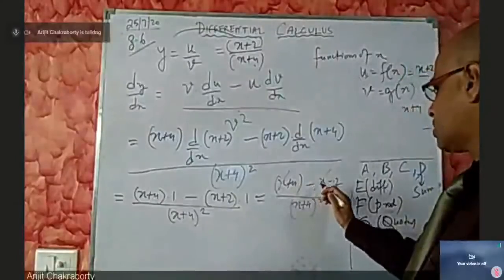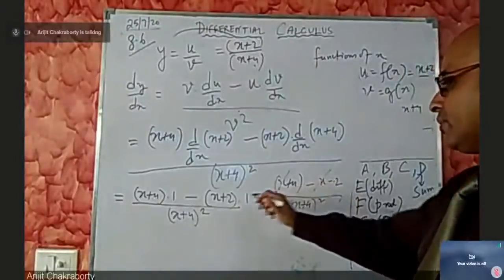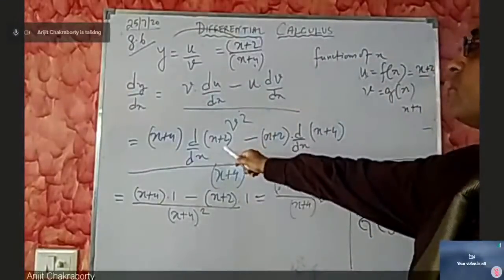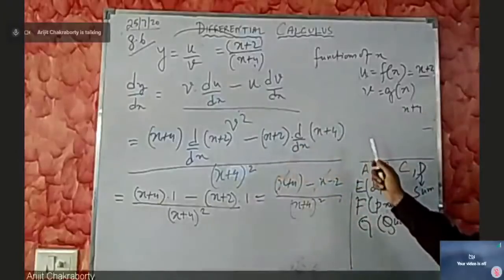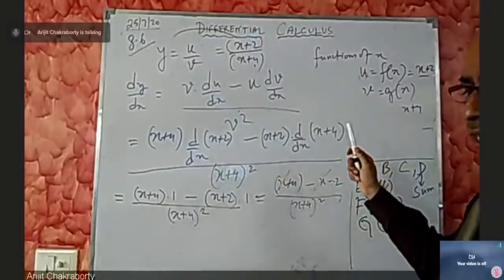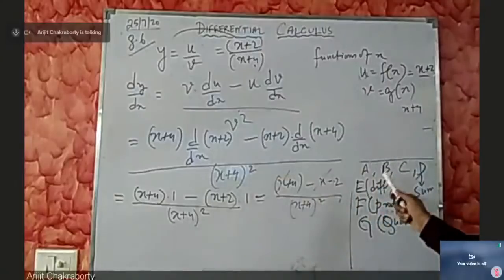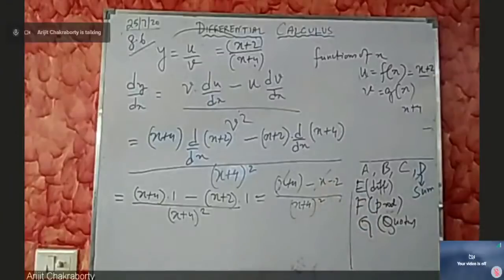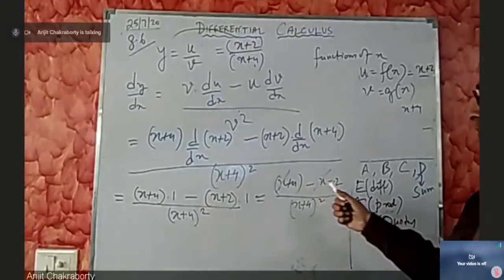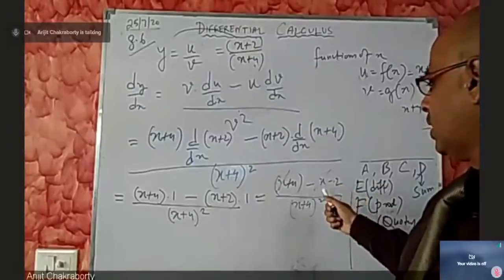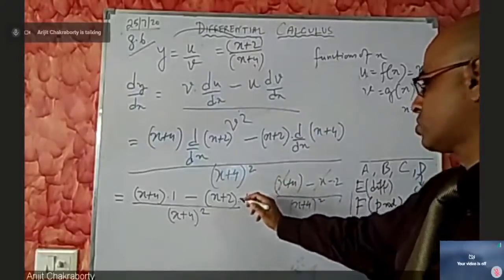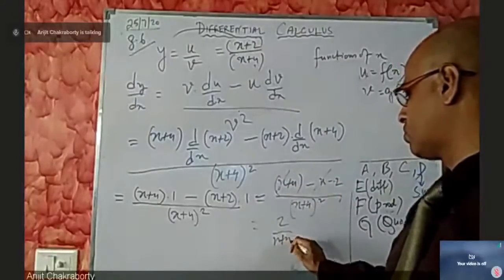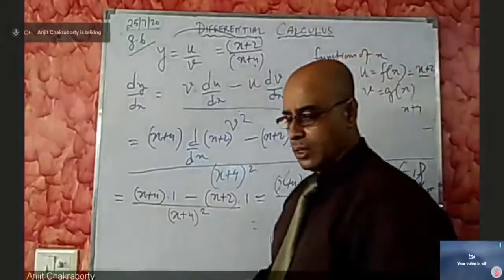Just check whether we are correct or not. X plus 4 we have taken, minus x plus 2. So we are having x plus 4 minus x minus 2. Okay, so x minus x cancels out. We are having 4, and minus x plus 2 was there, so it becomes minus x minus 2. So it is 2 by x plus 4 whole square. Okay.